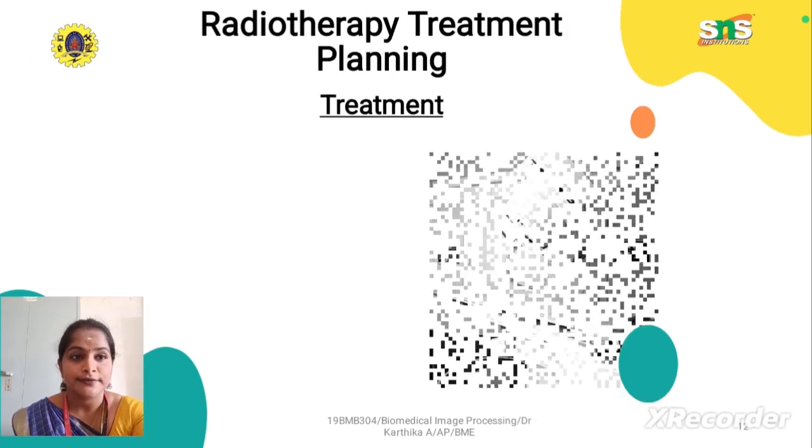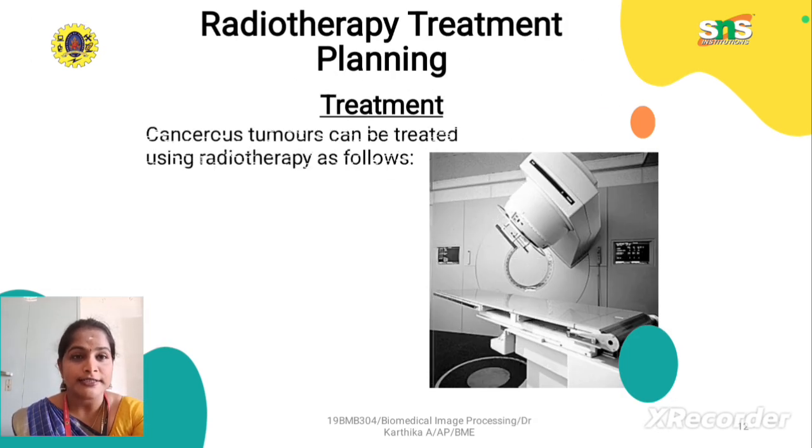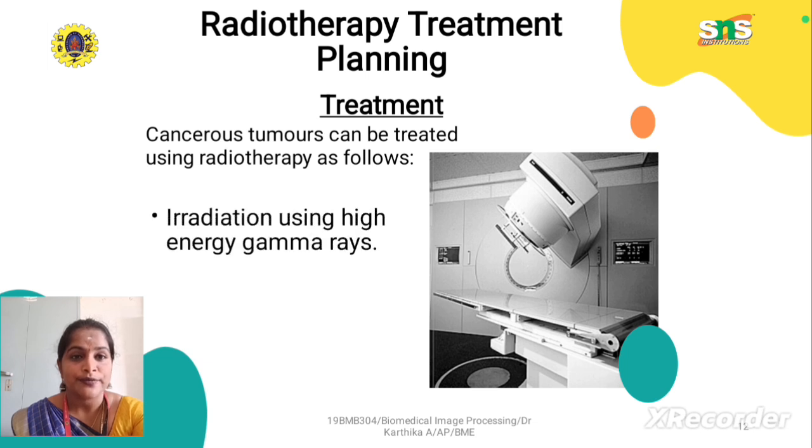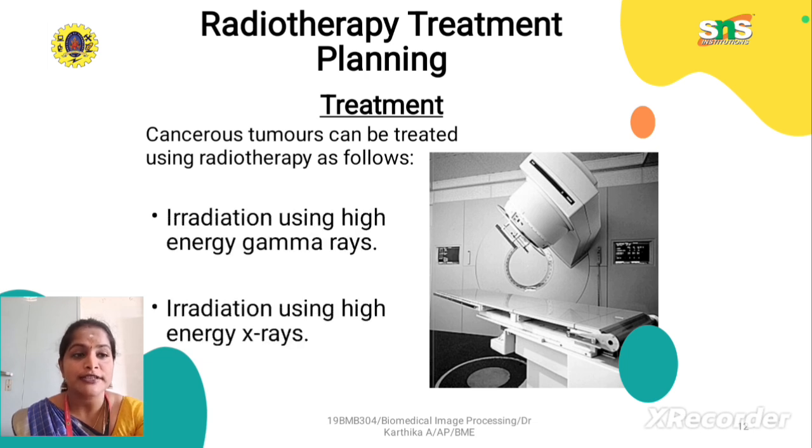See here, our next phase is treatment. Here, the cancerous tumors can be treated using radiotherapy as follows: irradiation using high energy gamma rays as well as X-rays. Remember this, to destroy cancerous tumors, we use only gamma rays and X-rays.